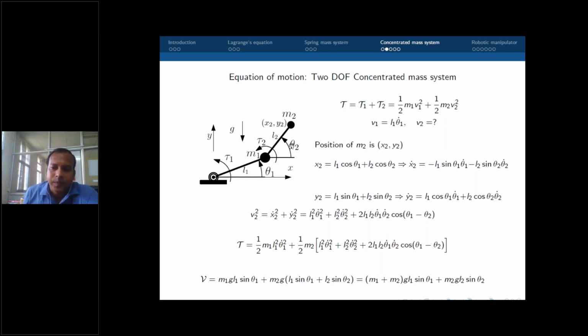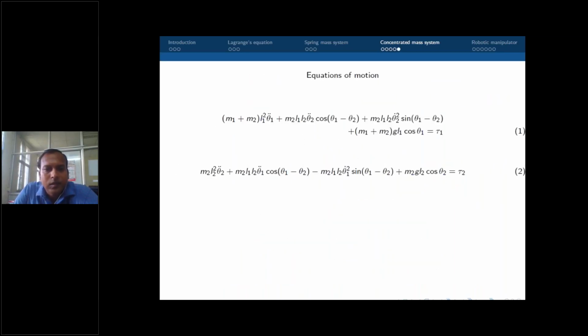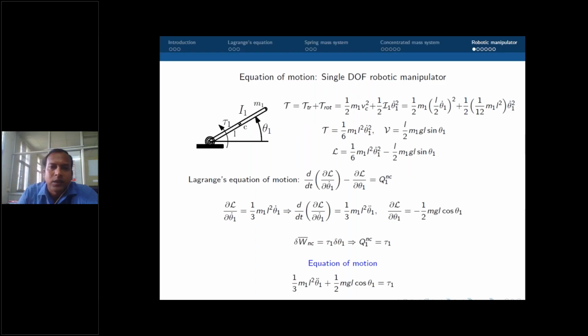Now we will consider a situation where the mass is distributed, and we will find out the equation of motion using Lagrange's equation of motion. This is again a 1-degree of freedom system. In this 1-degree of freedom system, look at the figure. So there is a rod where the mass is distributed.